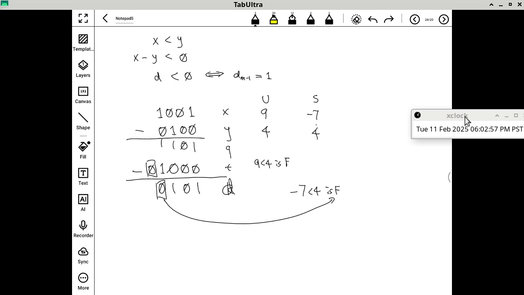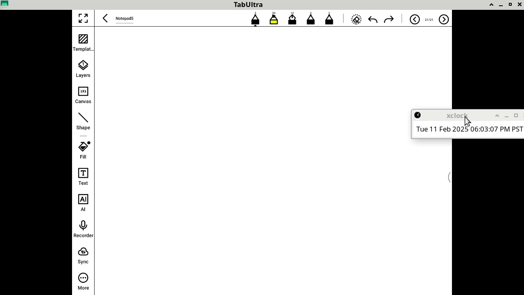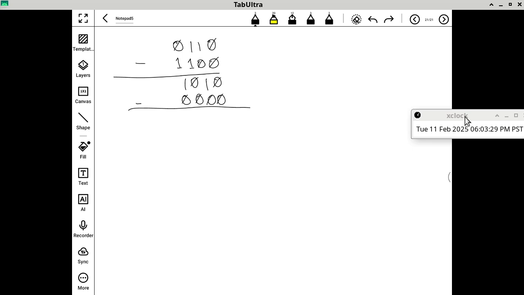So there's another example for something like this. We'll take a look at the other example, and I have to think about it a little bit. Let me flip to a new page. So we have 0, 1, 0, 0, 1, and we'll subtract 1, 1, 0, 0 from it. So 0, 1, 0, 1, and then 0, 1, 0, 1. There we go. All right.